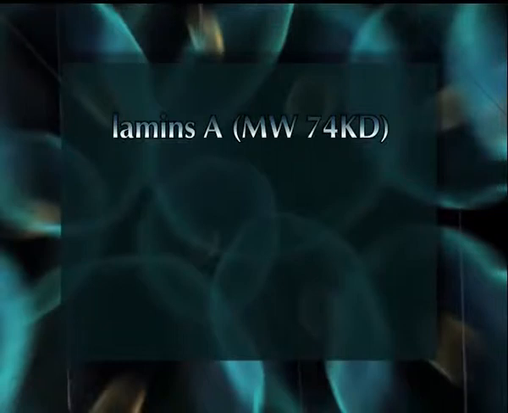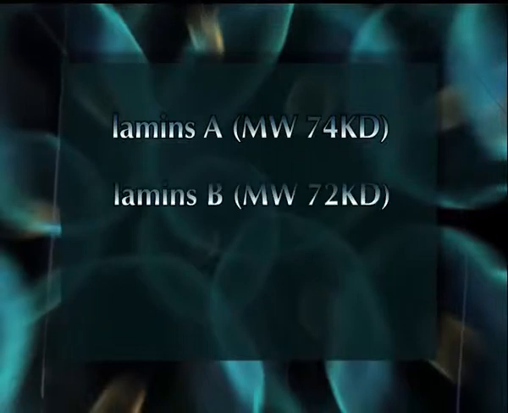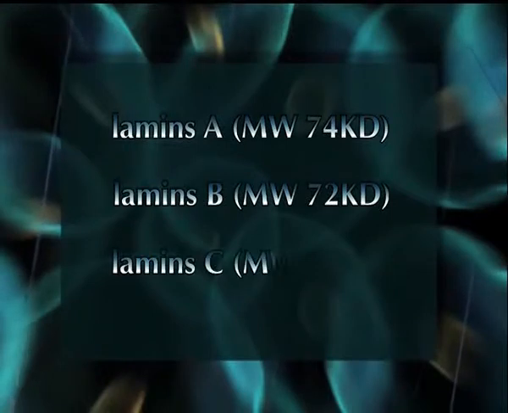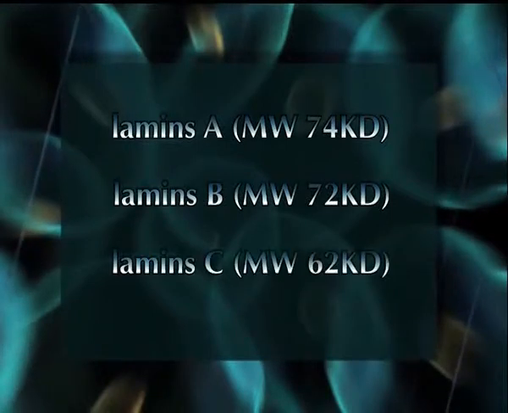These intermediate filaments are of three types in mammals. Lamin A having molecular weight 74 kD, lamin B having molecular weight 72 kD, and lamin C having molecular weight 62 kD. The lamins form dimers that have a rod-like domain and two globular heads at one end. Under appropriate conditions of pH and ionic strength, the dimers spontaneously associate into filaments that have a diameter and repeating structure similar to those of cytoplasmic filaments.